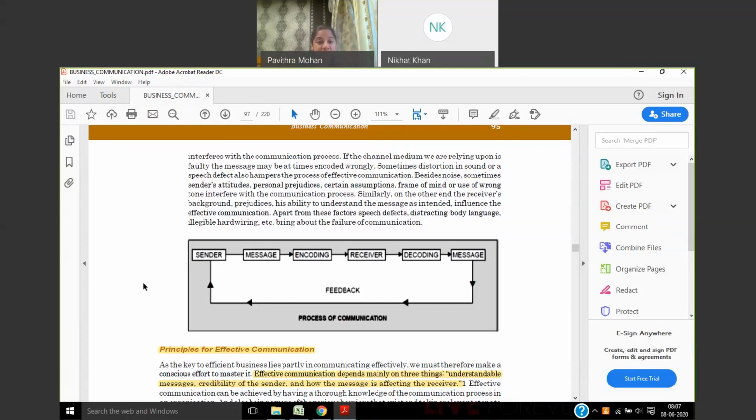So this is a method which is used for the communication process. A sender will identify what the message is. After that, they will encode. Encoding is the method in which they want to convey it to the receiver. Then there will be a receiver. The receiver will decode the message. That is, they will read the message, and once it is read and understood, the entire message is going to be conceived by them.